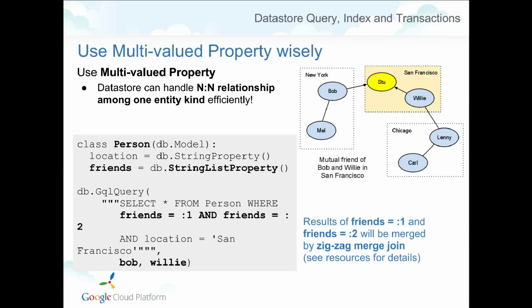This query can be executed by using a single property index. You don't have to prepare a composite index for this query because the Datastore will be merging and joining the results from the two different queries into one. This means that you can implement the many-to-many relationship within the Datastore result without any join operation.